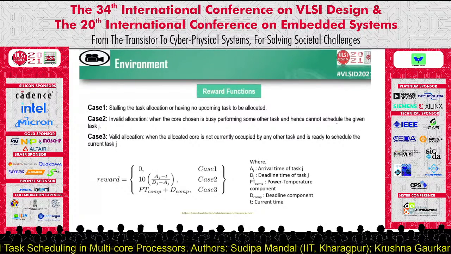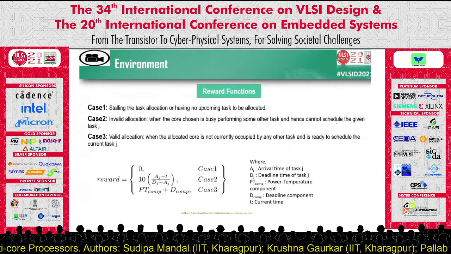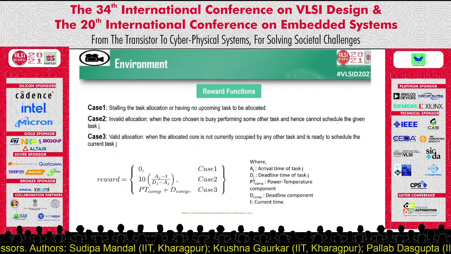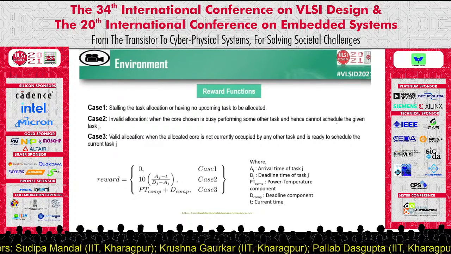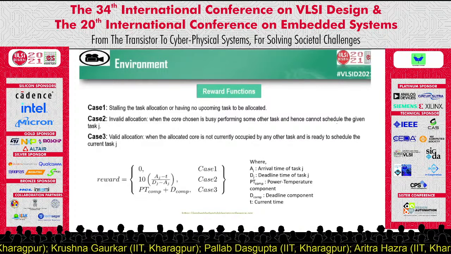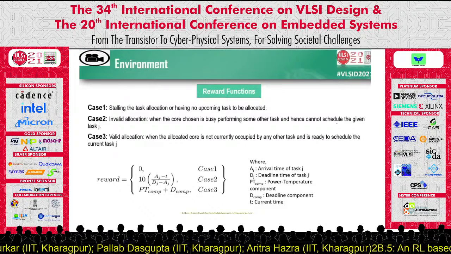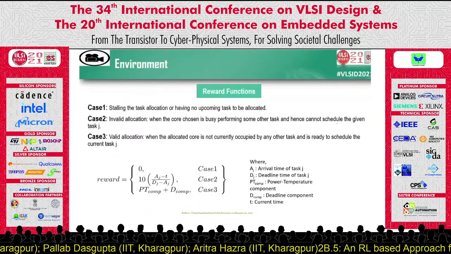Most important component of the environment is the reward function. We have broken down the state action pairs into three cases and allocate the reward accordingly. In case 1, we either choose to stall the upcoming task or there is no upcoming task at the moment. This means effectively there is no task to core allocation to be done.